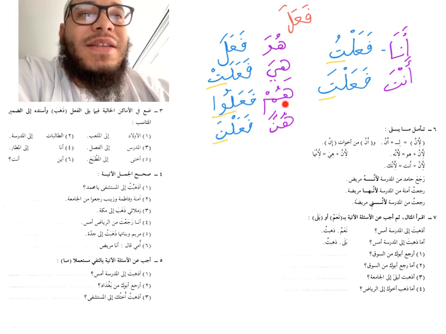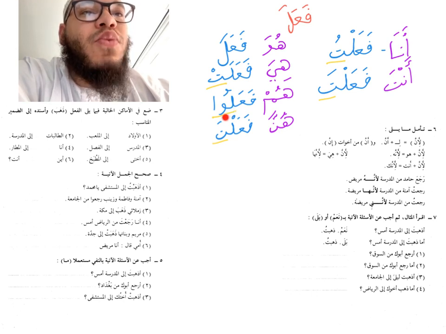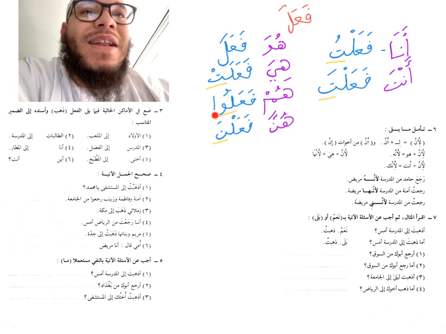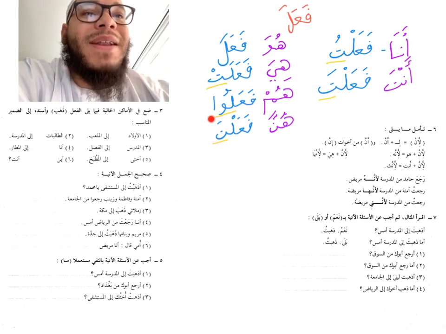When you say they did, for example, all the boys, fa'alu. So now we put dhamma on the last letter of the verb, the lam, and we add the waw, waw al-jama'a. This waw al-jama'a represents plural masculine. This alif now is silent, it's called alif al-mufaraqa. This is to differ between a verb and a noun.